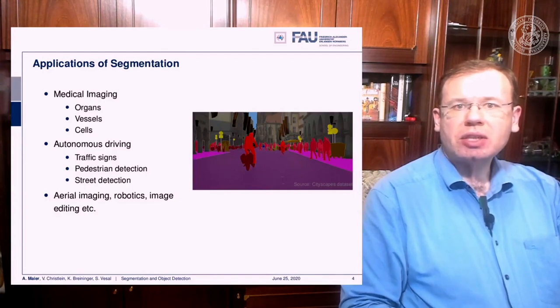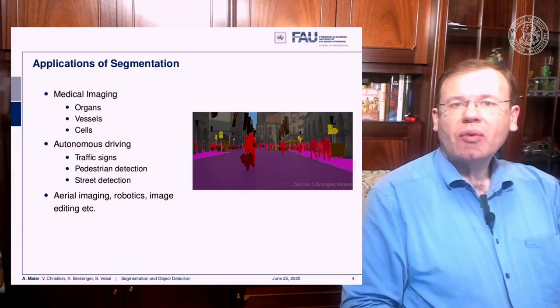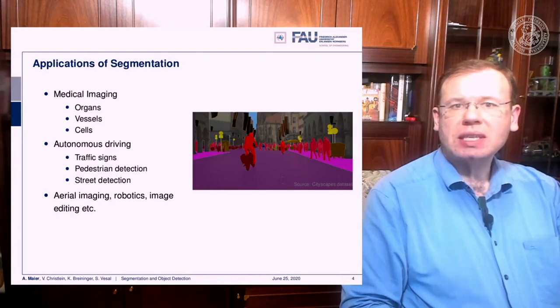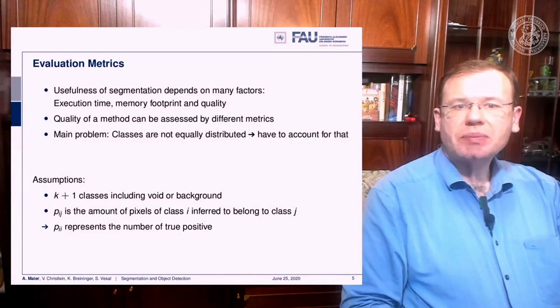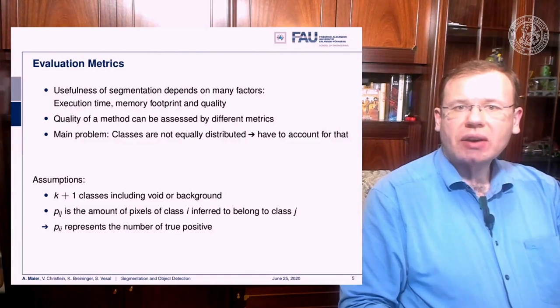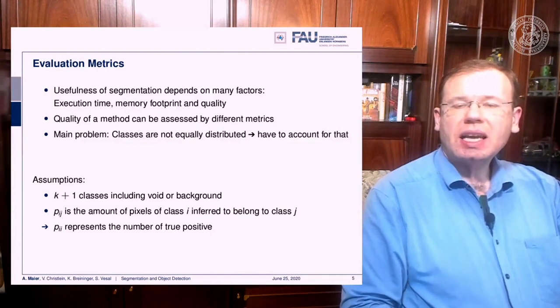There are aerial images, if you process satellite images, of course, also in robotics, and also image editing, where you can show that these kinds of techniques have very useful properties. So, of course, if we want to do so, we need to talk a bit about evaluation metrics. And of course, we have to be somehow able to measure the usefulness of a segmentation. And this depends on several factors: the execution time, memory footprint, and of course, the quality.